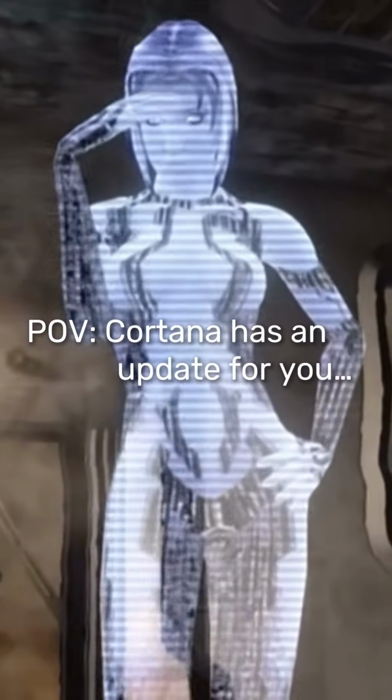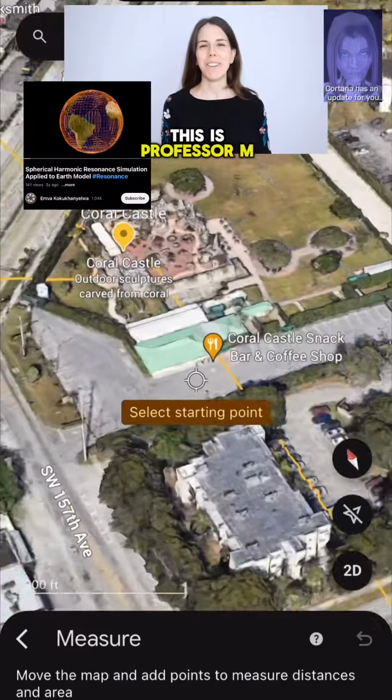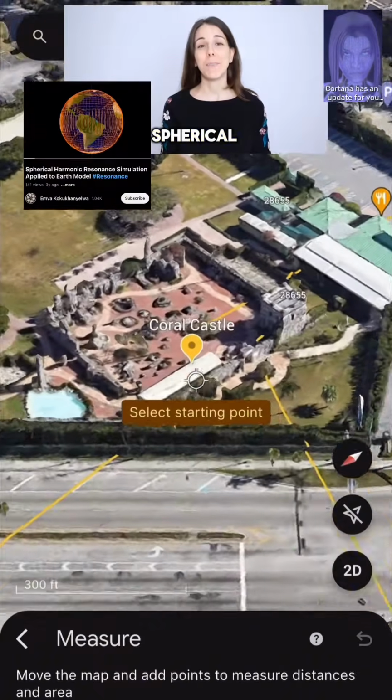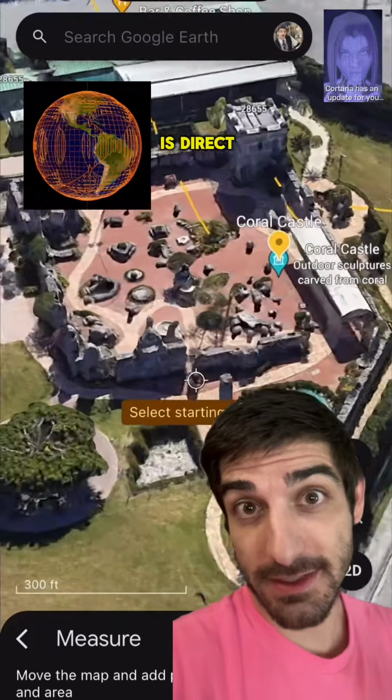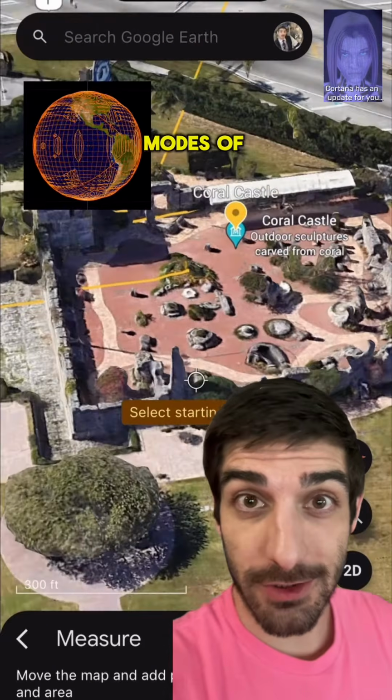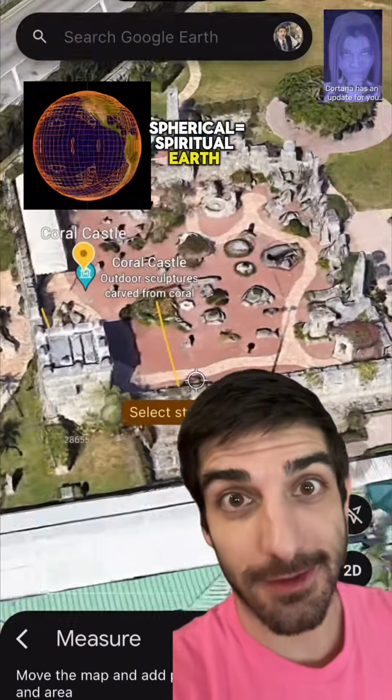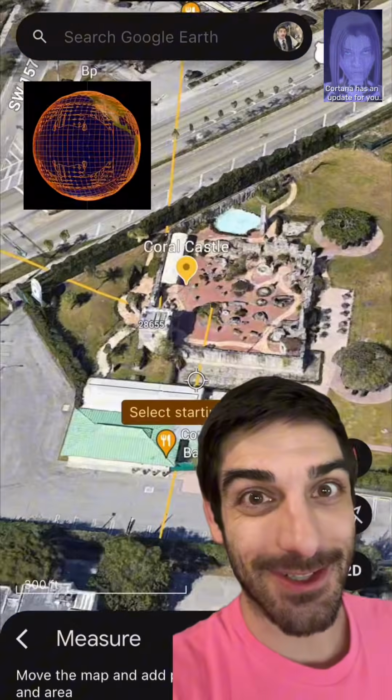This won't take long. This is Professor Nodal Science, and today I want to discuss spherical harmonics in rigorous quantum mechanics, and how the math is a direct analog for the vibrational modes of the spherical Earth. And why it's so important to all the rest of my research.